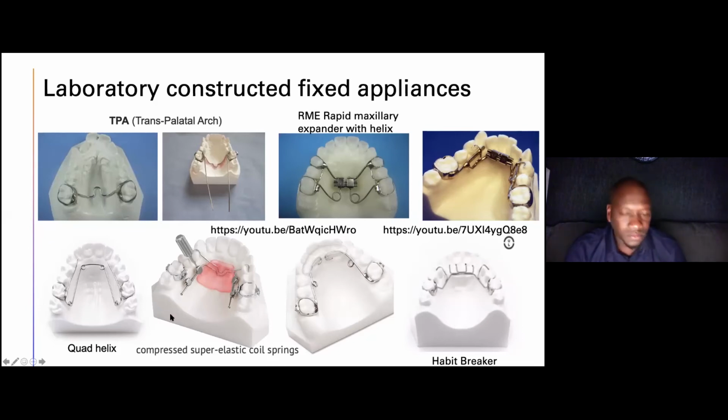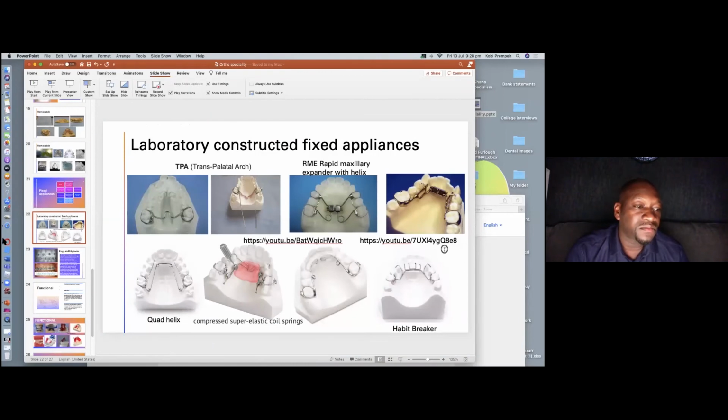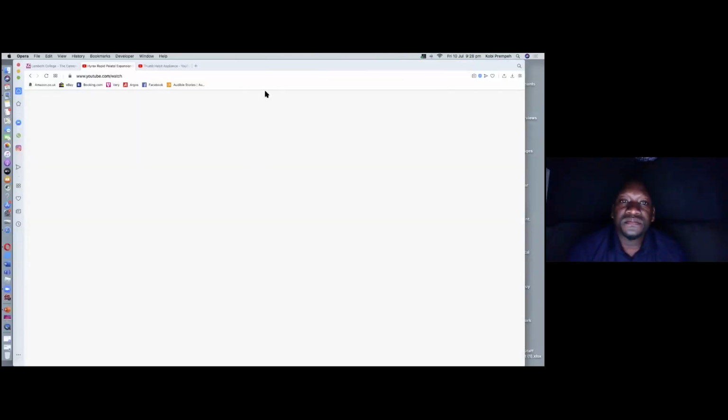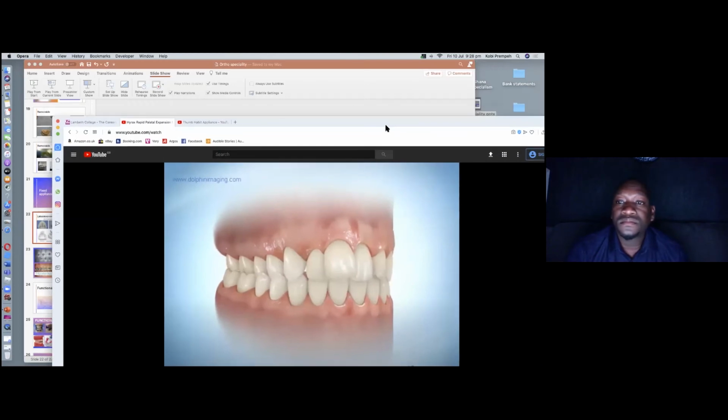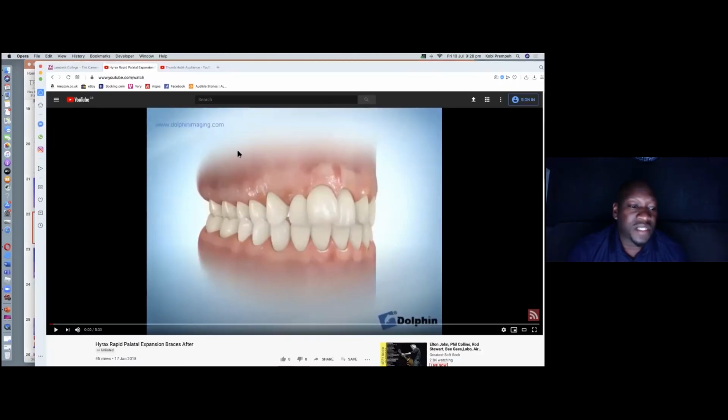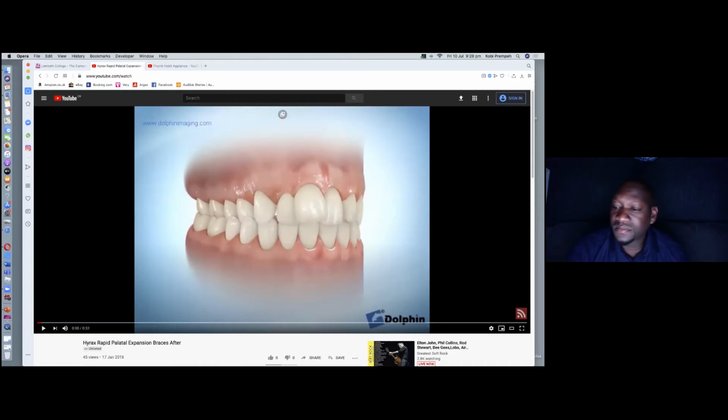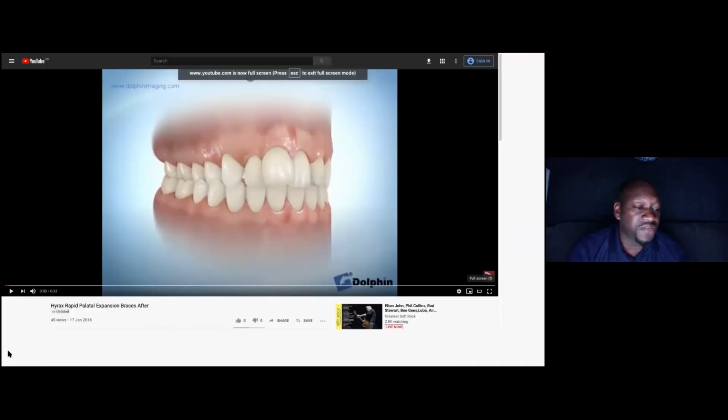So I'll show you an example of how we can use a fixed appliance to achieve a desired type of tooth movement. All right, so can you see the screen? Yeah, very clear. Okay. All right, so I'll just play this short video anyway.